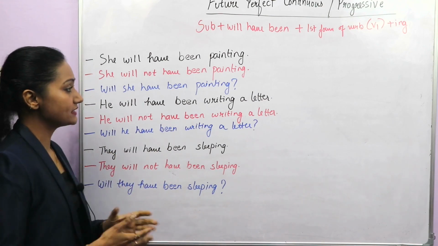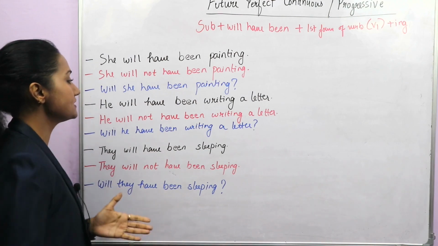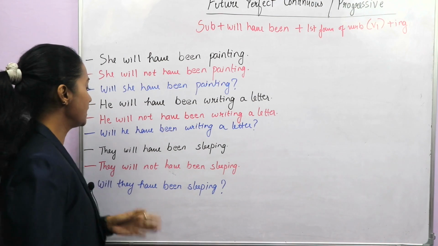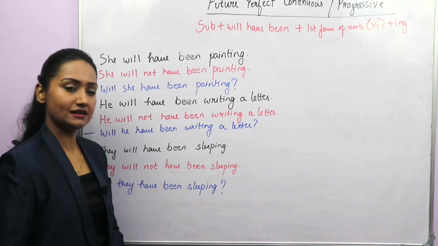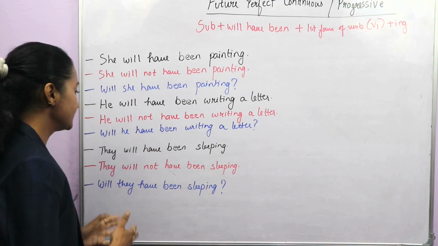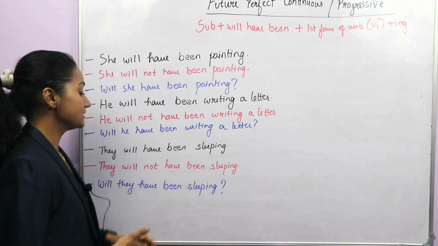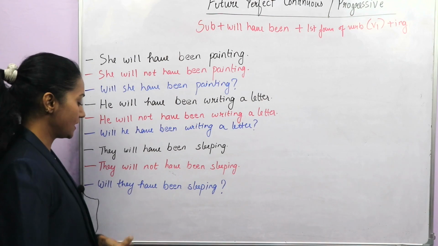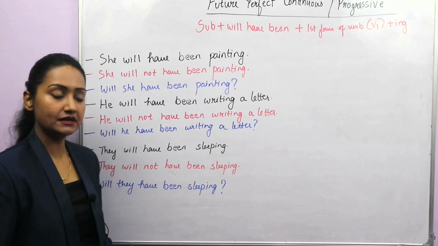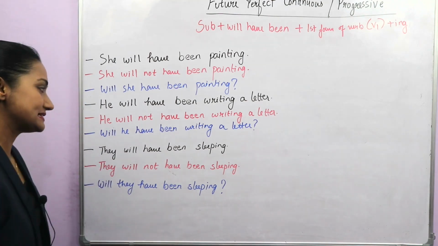He will have been writing a letter. He will not have been writing a letter. Will he have been writing a letter? Will he not have been writing a letter? Won't he have been writing a letter? They will have been sleeping. They will not have been sleeping. Will they have been sleeping? Will they not have been sleeping? Won't they have been sleeping?